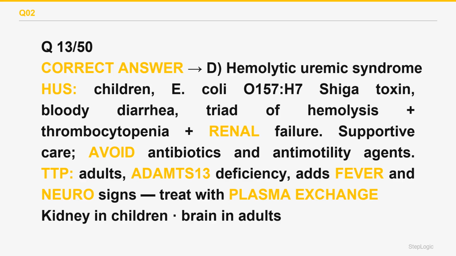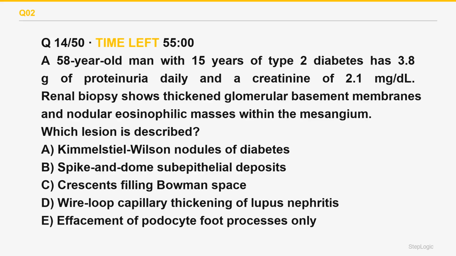If you see schistocytes with renal failure after bloody diarrhea in a child, think hemolytic uremic syndrome. Which lesion is described? A 58-year-old man with 15 years of type 2 diabetes has 3.8 g of proteinuria daily and a creatinine of 2.1 milligrams per deciliter. Renal biopsy shows thickened glomerular basement membranes and nodular eosinophilic masses within the mesangium.